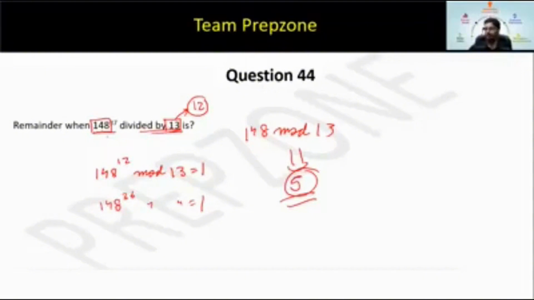First of all, is this clear, everyone? These two numbers have to be co-prime. Then only you can apply this Euler's concept. What if they are not co-prime? Then how to do? We'll see.